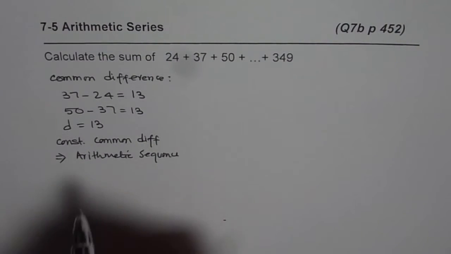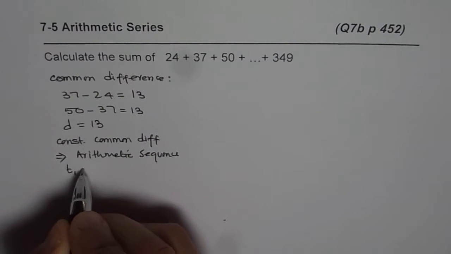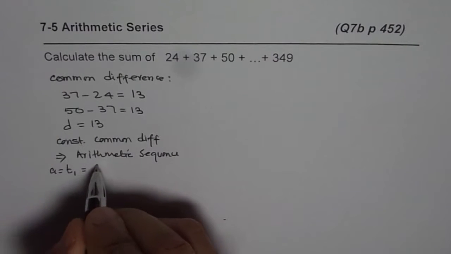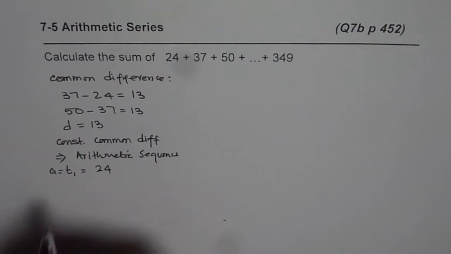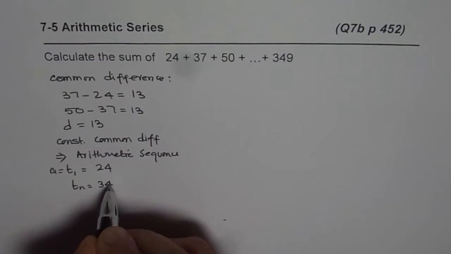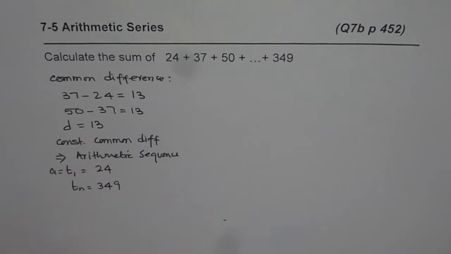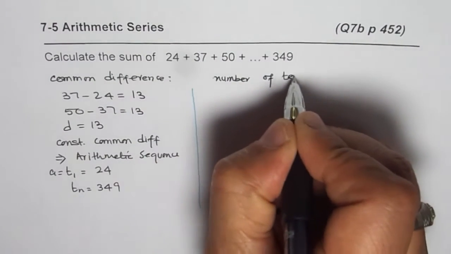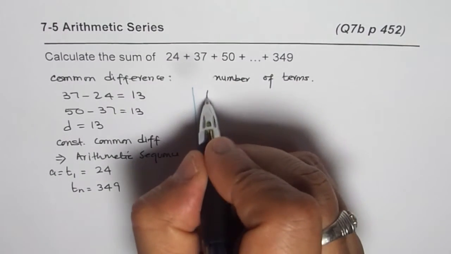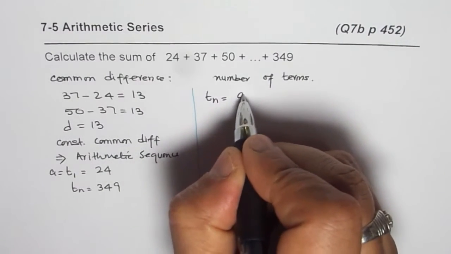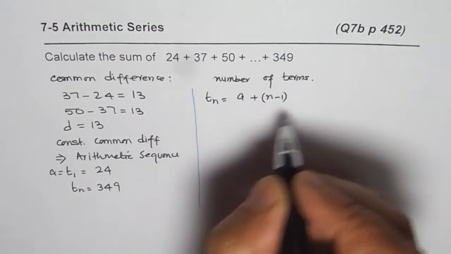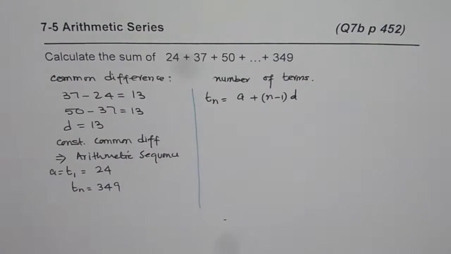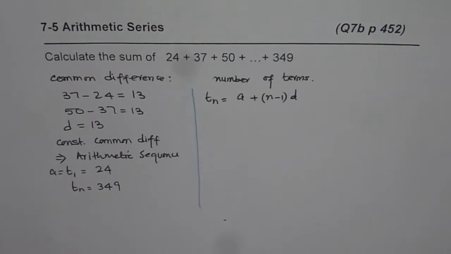Now in this arithmetic sequence, what do you know? You know the first term T1, which is normally written as a in the formulas, is 24, and the nth term is 349. But you don't know the number of terms. Therefore, the next step is to find the number of terms. The formula for the nth term is first term plus n minus 1 times the common difference, so a plus n minus 1 times d.